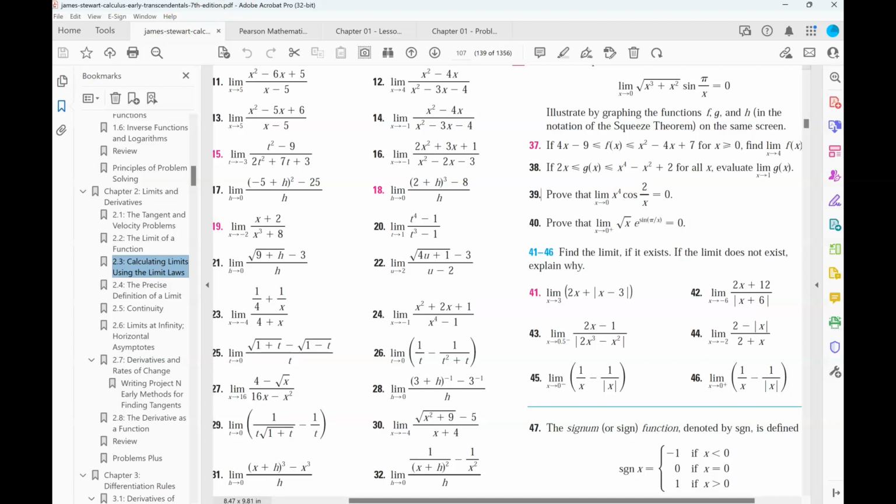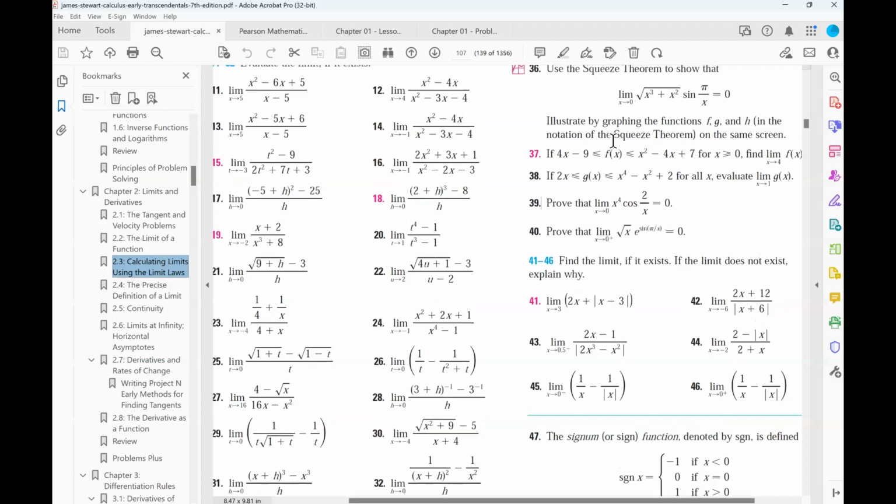For 37, if I take the limit of this as x approaches 4, I can just do direct substitution and plug it in. So 16 minus 9 is 7. And I can do this one the same way. So 16 minus 16 plus 7 is also 7. Since those two limits are both 7, the limit of f of x as x approaches 4 is also 7 by the squeeze theorem.